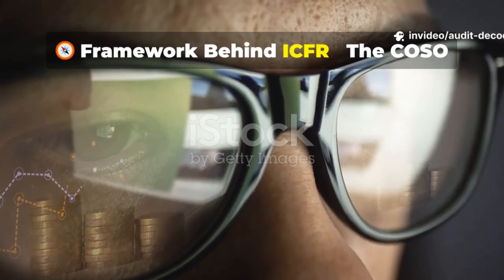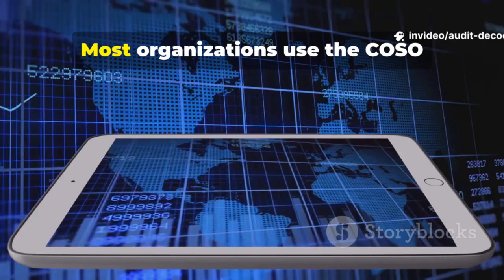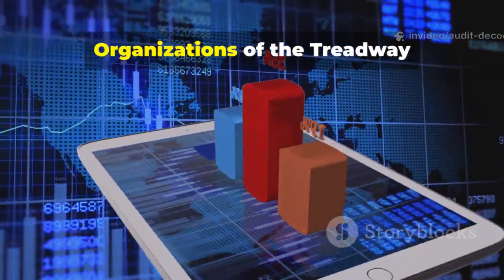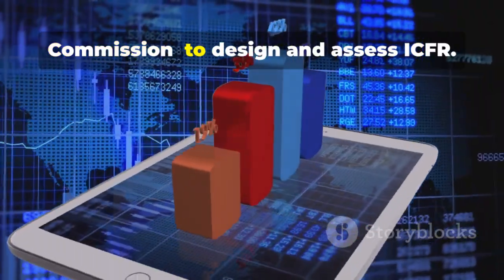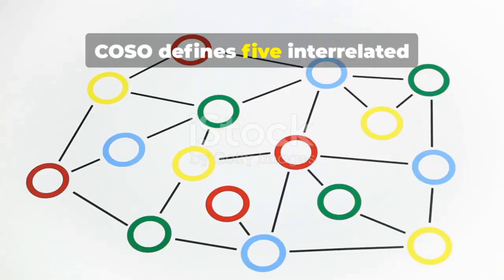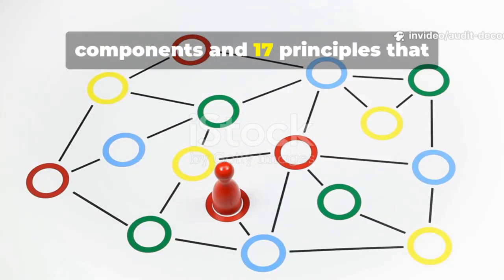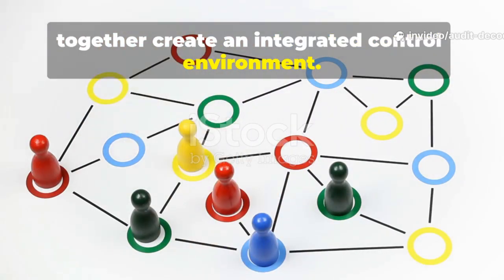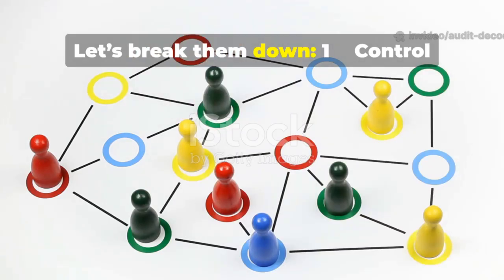Framework behind ICFR: the COSO model. Most organizations use the COSO Framework, Committee of Sponsoring Organizations of the Treadway Commission, to design and assess ICFR. COSO defines 5 interrelated components and 17 principles that together create an integrated control environment. Let's break them down.